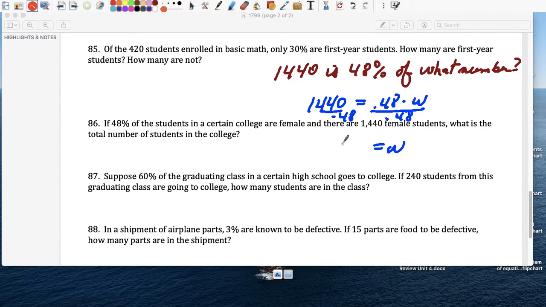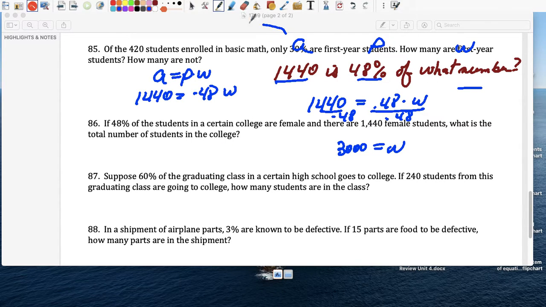So the whole student body is 3,000. Then if you wanted to do this, I just want to show you. The part is 1,440. The percent is 0.48. And the whole, which we're looking for, is W, right? So I identify each part: A, P, and whole. If you want to identify them and then plug them into the equation, that's fine.